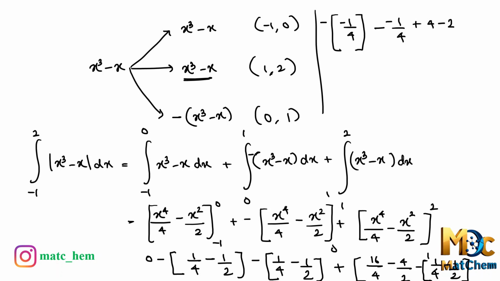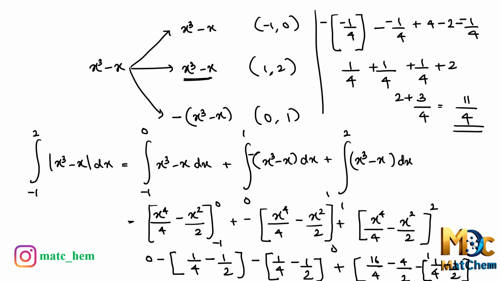Then here 1 by 4 minus 1 by 2 is equal to minus 1 by 4, that is minus of minus 1 by 4, so you will be getting 1 by 4. Again you will be having 1 by 4, and 4 minus 2 equal to 2. So it is 2 plus 3 by 4. That is 4 into 2, 8, 8 plus 3 is 11, so 11 by 4. So the value will be equal to 11 by 4.